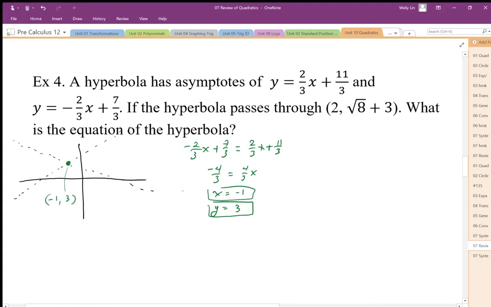I'm just going to mark this out. This is the center of my graph. So we've got a key piece of information here. We do want to know what the a and b values are. Now we cannot assume that b is 2 and a is 3, because all we know is the slope ratio. We know the proportion of b to a, but we don't know the actual values. The other thing we don't know is whether it's trans x or trans y. This is where the given coordinate is going to come in.